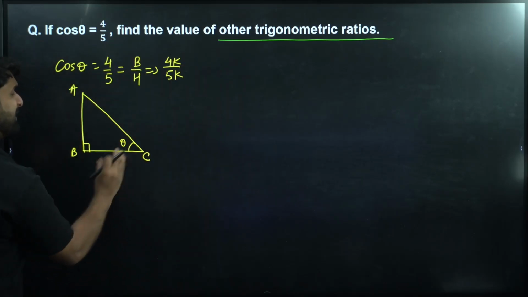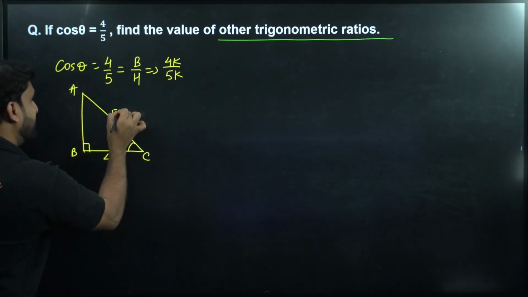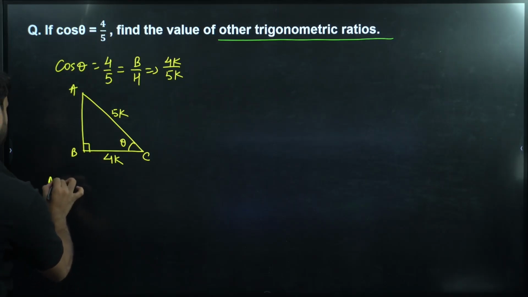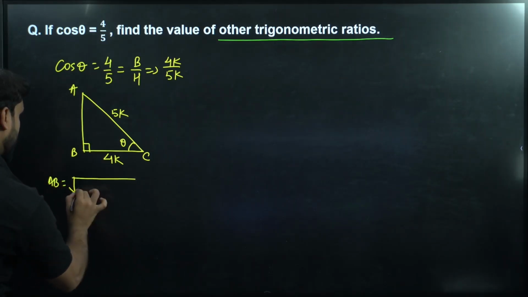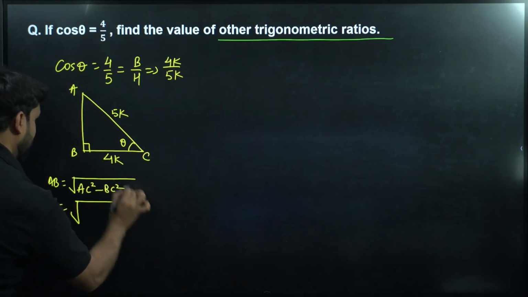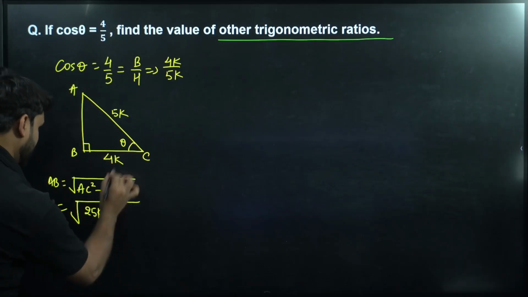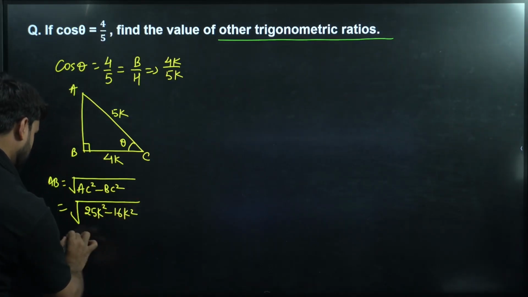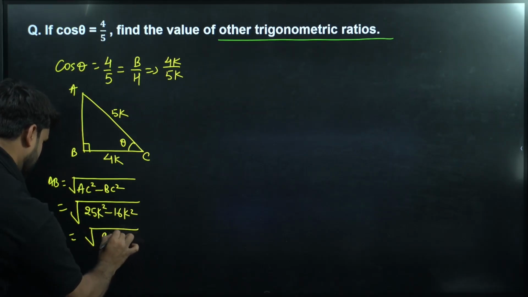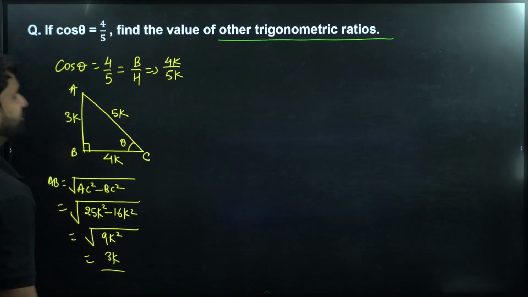So at the place of base we can write here 4k, and at the place of hypotenuse we can write here 5k. So let's find out this perpendicular using Pythagoras theorem. So AB will be equal to under root AC square minus BC square. AC will be 5k square, which will be 25k square, minus BC will be 4k square, which will be 16k square. So 25 minus 16 will be 9k square. So this will become 3k. So we have now perpendicular also 3k.